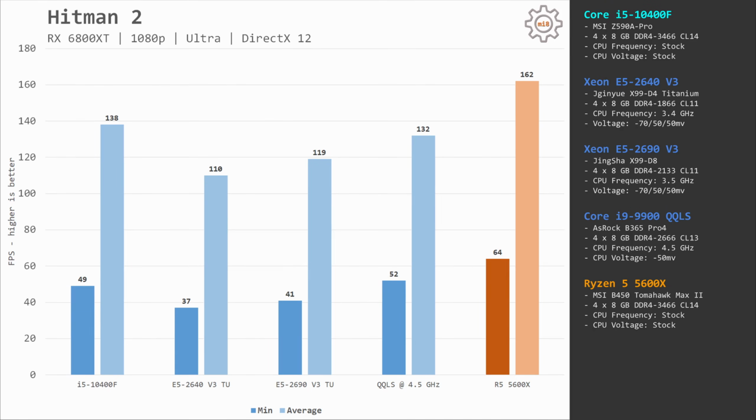Hitman 2, another CPU-intensive game, but unfortunately, as I have told in the last video, something happened with my video capture card and I do not have a benchmark run for i5-2690 V3. Thus, take a look at the graph instead. Here, 2690 delivers 41 and 119 FPS, 2640 is slightly slower, 37 and 110 FPS. Overall, the performance is very similar, but 2690 is slightly faster.